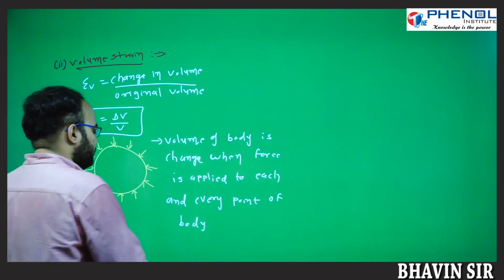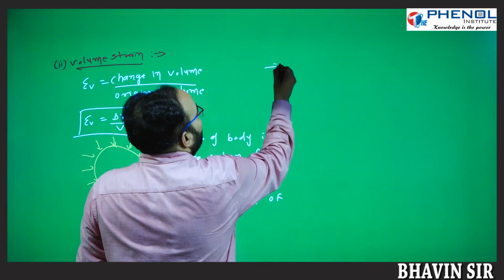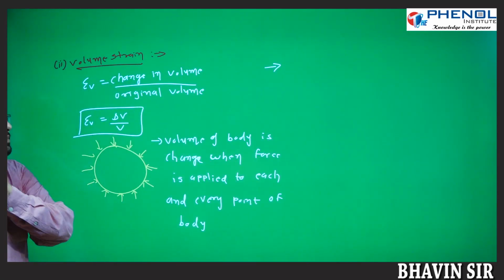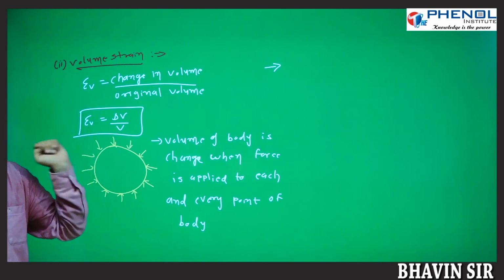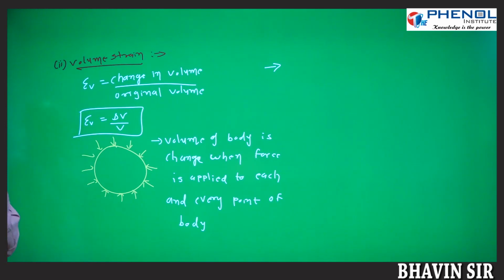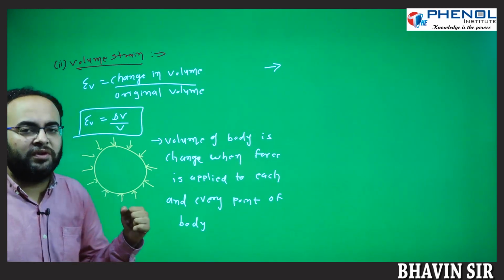Now see students, we consider delta V by V, which means change in volume by original volume. The volume of a body is changed when force is applied to each and every point of the body.